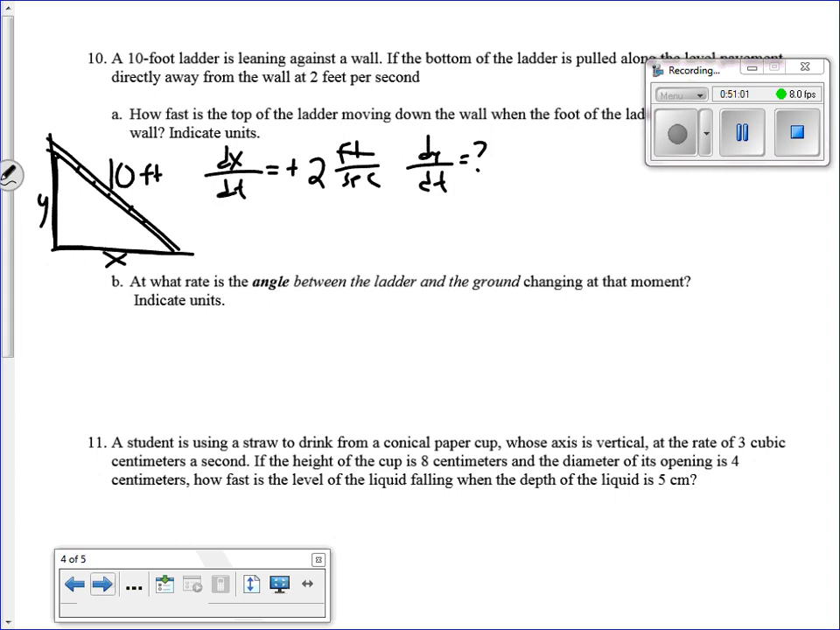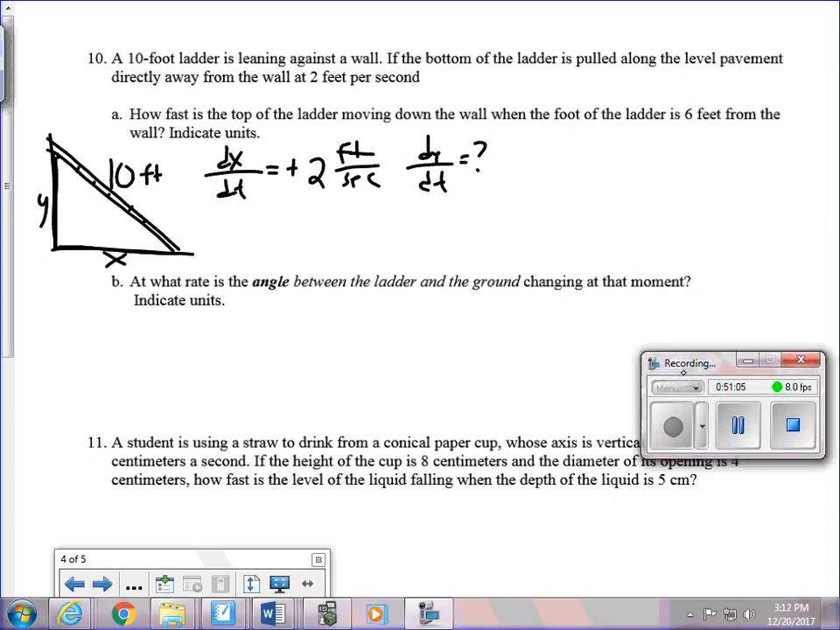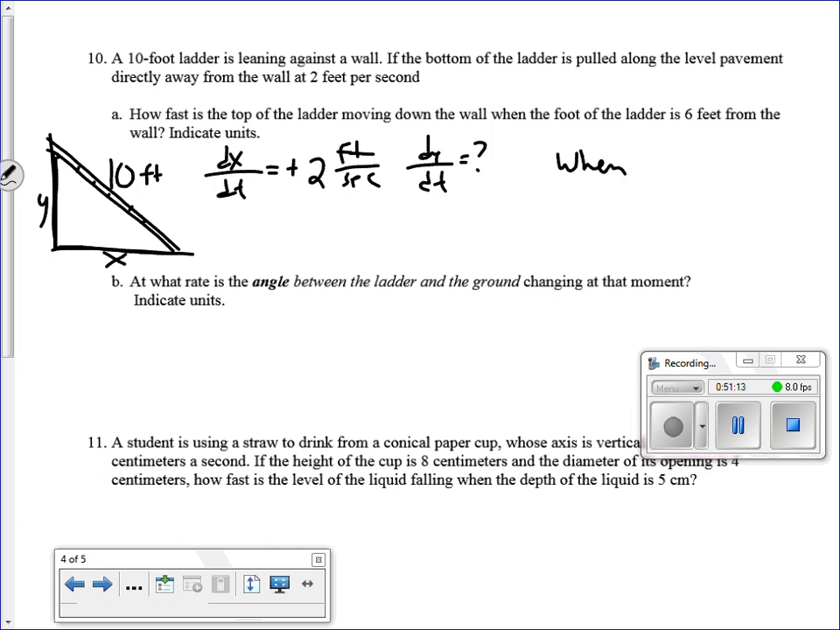And that's it, at no particular moment. Let me just check that. When the foot of the ladder is 6 feet from the wall, so we're looking for dy/dt when x equals 6. We have dx/dt, we want dy/dt when x is 6.